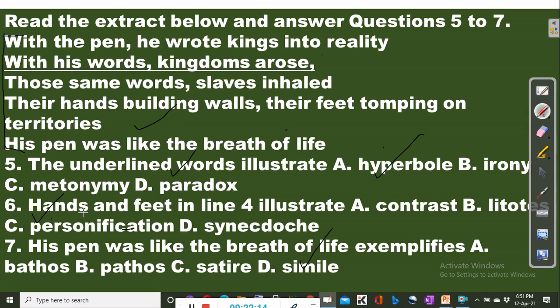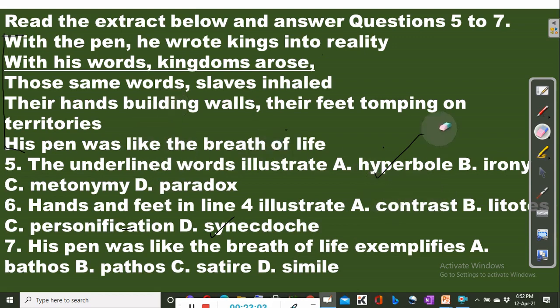Question number 6, hands and feet in line 4 illustrate A, contrast, B, litotes. These are no, all of them. C, personification, no. D, synecdoche. Yes, that's the correct option here, because synecdoche really has to do with, let's wipe this because we have some of these marks from the previous page we treated. So let's wipe them so that they will not confuse us here, all right?